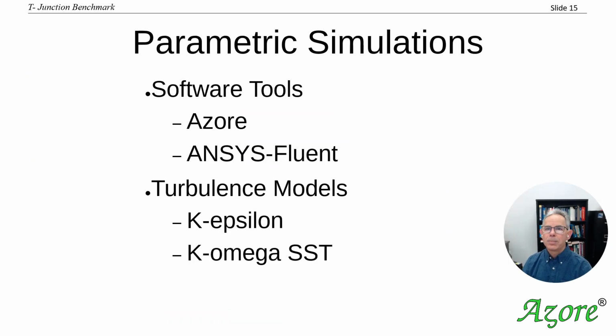So let's look at our parametric simulation. We're going to look at two software tools: Azore and ANSYS Fluent. And we're going to look at our two turbulence models, the K epsilon turbulence model and the K omega SST turbulence model, which are two very popular turbulence models that are used for predicting turbulence.